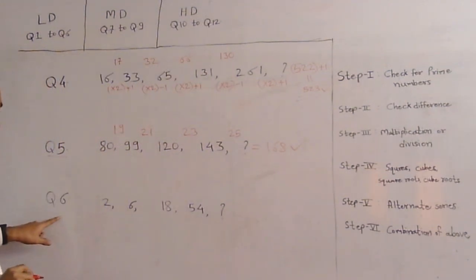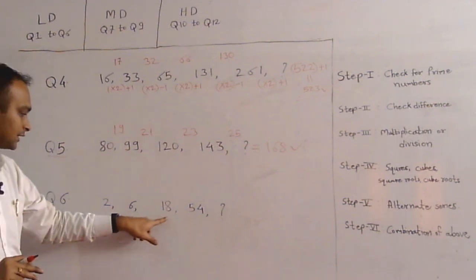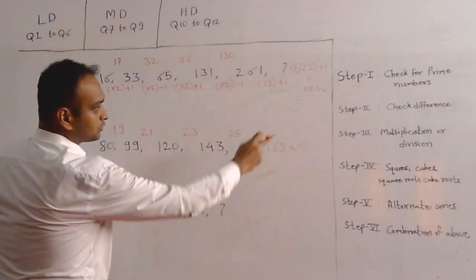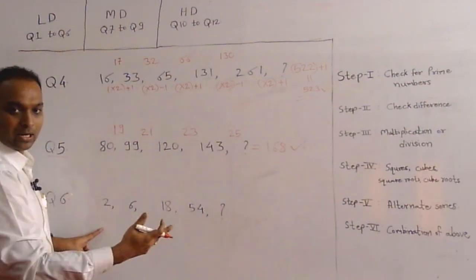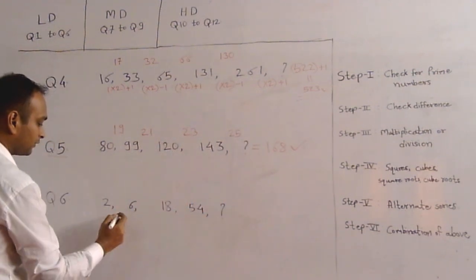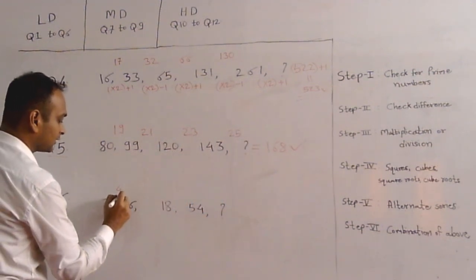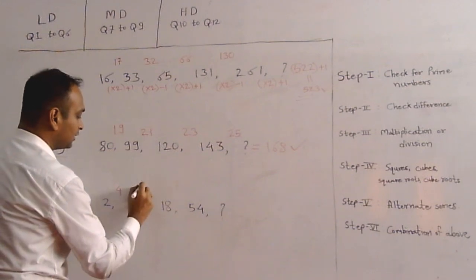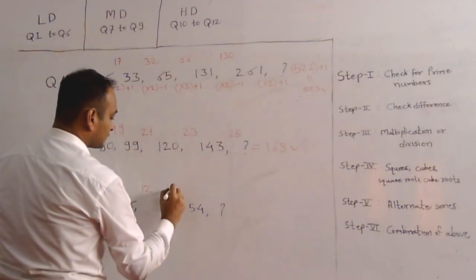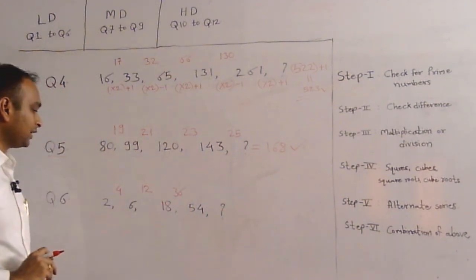Now let's check the last one, 2, 6, 18, 54 and the next will be what? Here also check for prime numbers. These are not the prime numbers, so that may not be the logic. Check for differences. Let's find out the differences. 2 and 6, the difference is 4. 6 and 18, the difference is 12. 18 and 54, the difference is 36. Right?